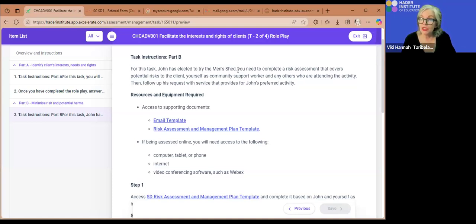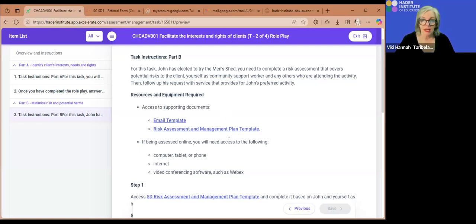So you need to complete a risk assessment that covers any potential risk for the client accessing that, and yourself as the support worker, and any others who you think might be part of the wraparound support who are a part of that activity, if there's any risk to them or to John. And then follow up on his request with a service that provides for John's preferred activity, because you're going to be the support worker accessing those supports externally as well.